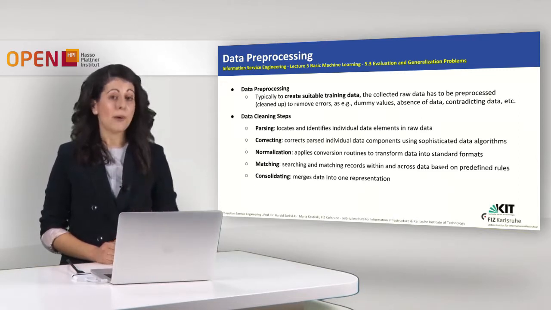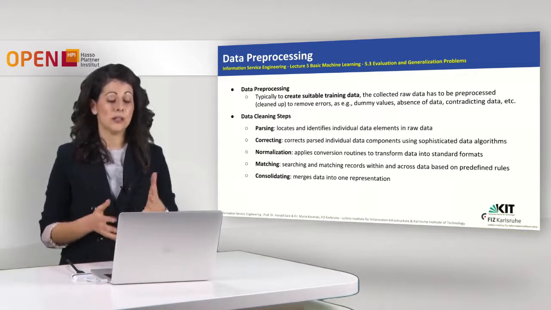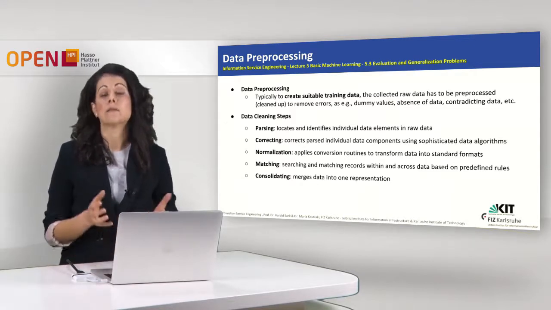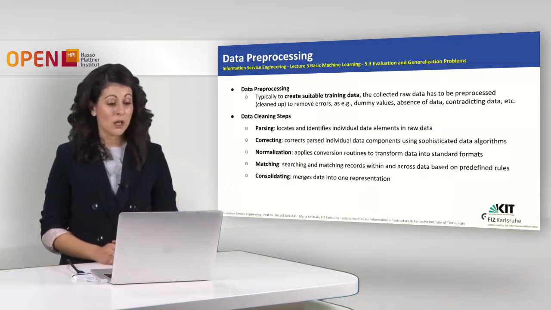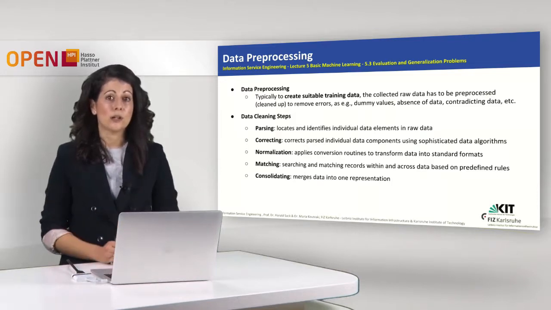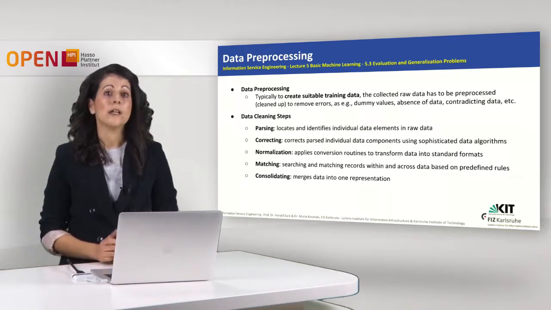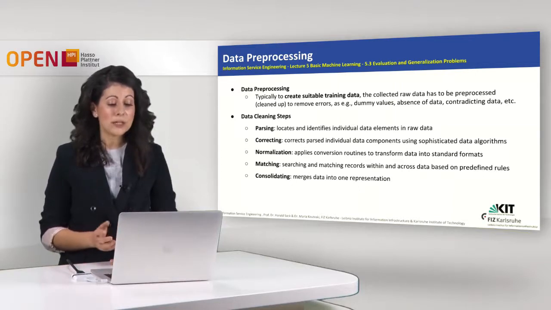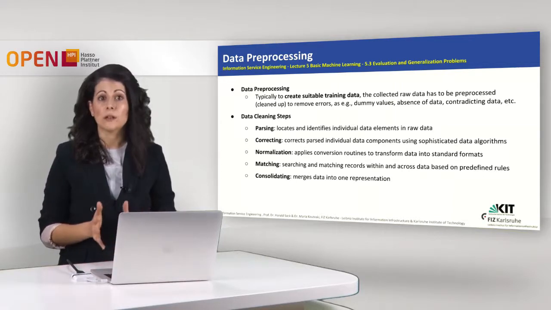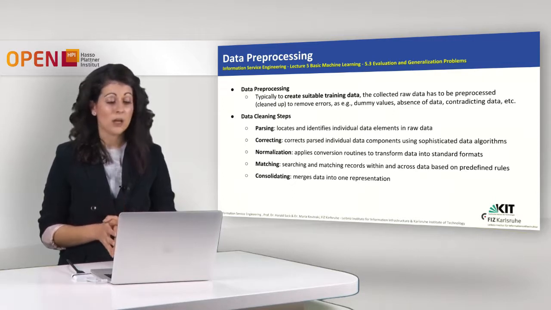First, we start with parsing. This is the first step, which locates and identifies individual data elements in the raw data we have. Then we continue with the correcting phase, which corrects the parsed individual data components using some sophisticated data algorithms. Then we have the normalization step, where we apply conversion routines to transform data into standard formats.